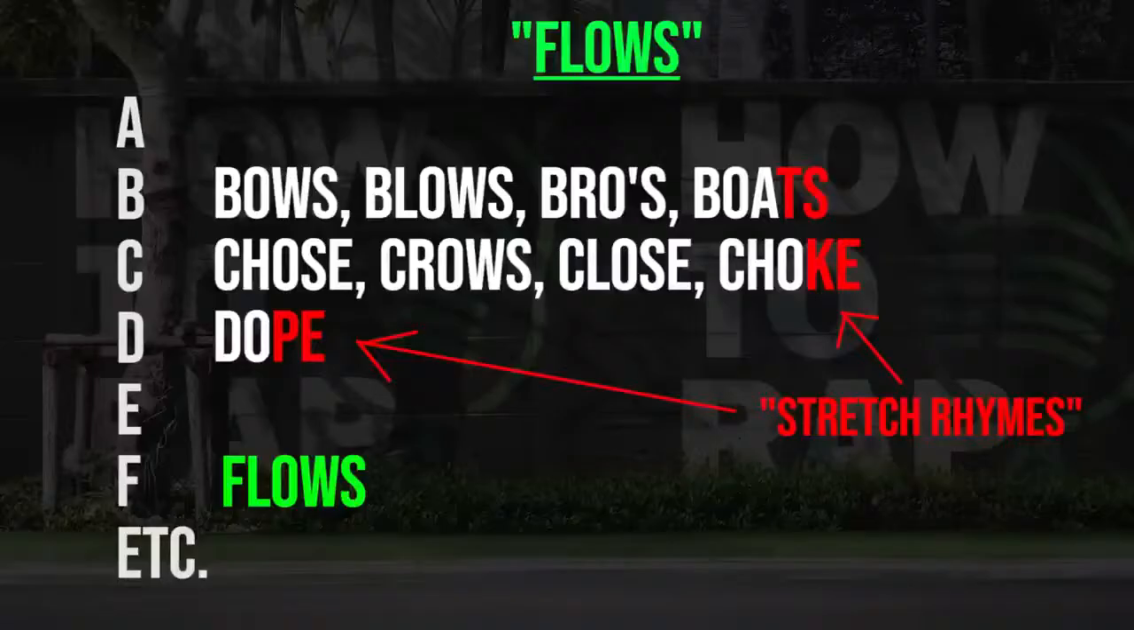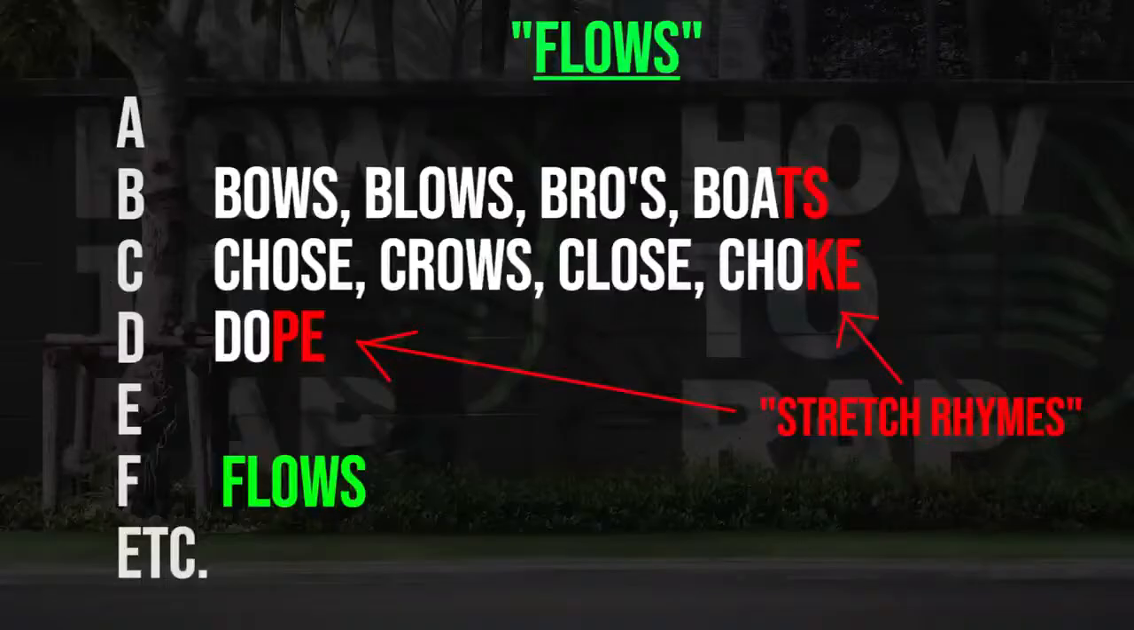So let's go back to the top of the alphabet and start trying to stretch rhyme words with flows. So if we go back to the letter B, we already have the perfect rhymes such as bros and blows, but what if we added the word boats to it, right? I'm sliding on these flows like I'm riding on some bows. See what we did there?